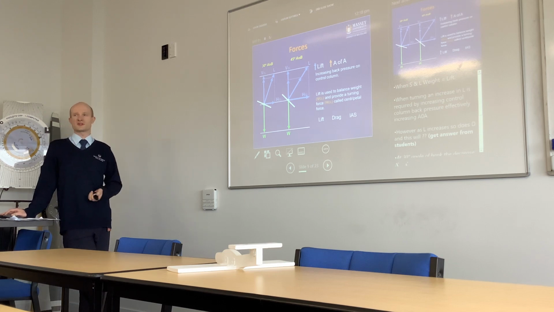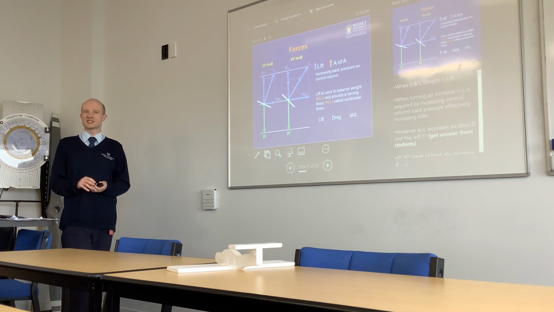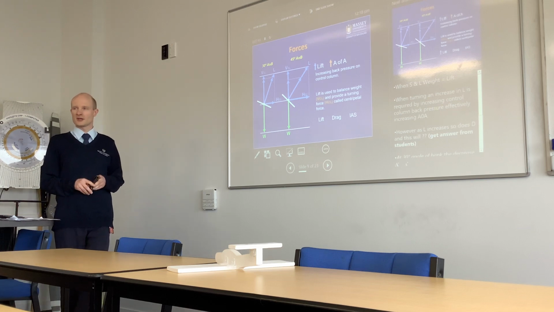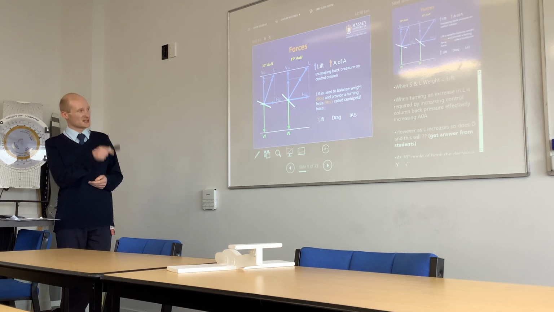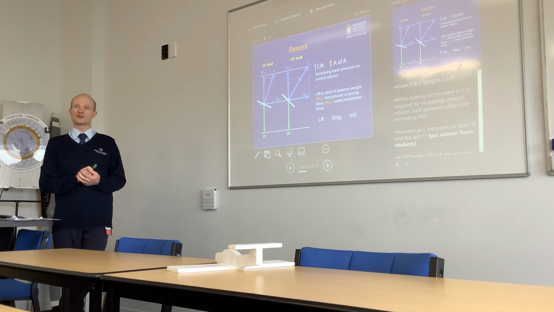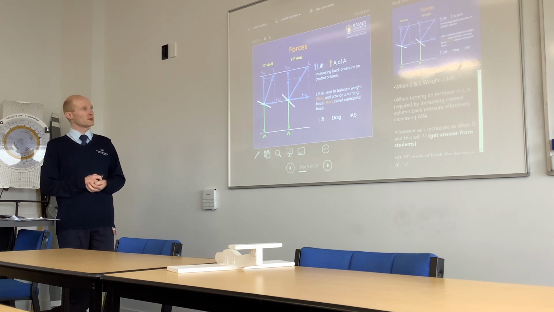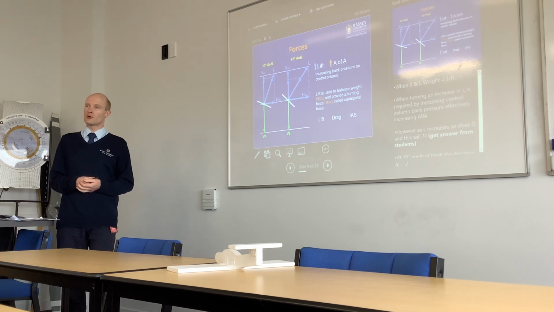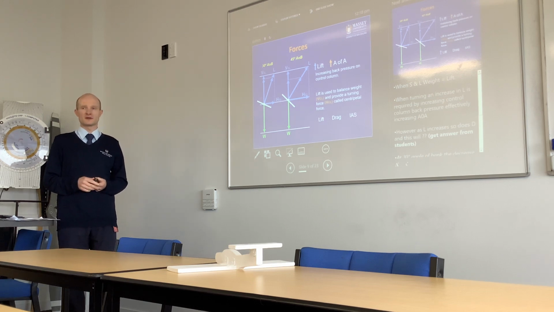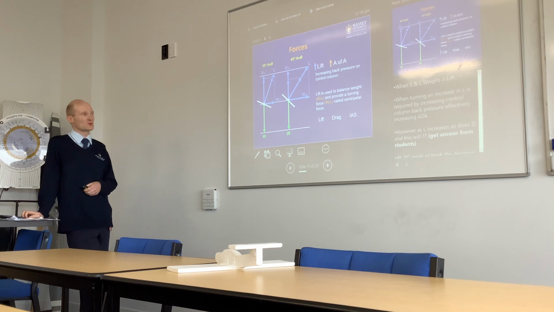Now this is important here today because we are interested in an increased rate of turn and a reduced radius. We want to use less space to turn around, and it's this component of lift that controls that. So the steeper the angle of bank goes, the more lift we need, but the greater that horizontal component of lift can be. The higher the rate of turn, the smaller the radius.